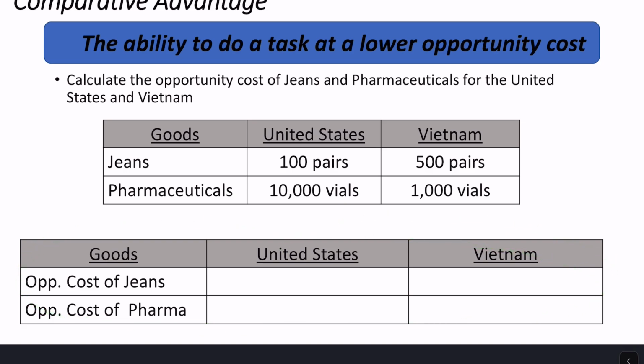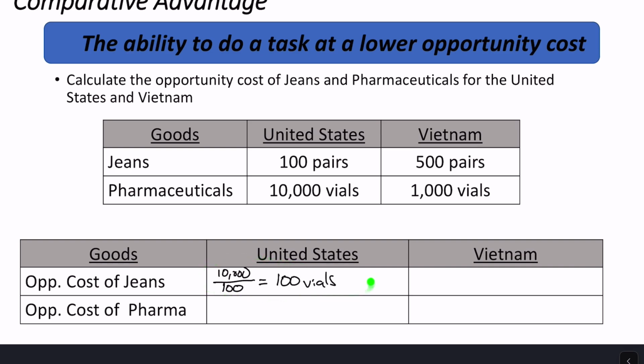Let's start with the opportunity cost of genes. This needs to be in terms of vials of pharmaceuticals. So for our opportunity cost of genes, we're going to put in the number of pharmaceuticals in the numerator that one worker could make. That's the 10,000. And then we're going to divide by the number of pairs of genes, the good we're looking at, right? So the good we're looking at are genes, and so we can make 100 pairs of genes. So our opportunity cost will be 10,000 divided by 100. Simplify that down, that would be 100 vials of pharmaceuticals.